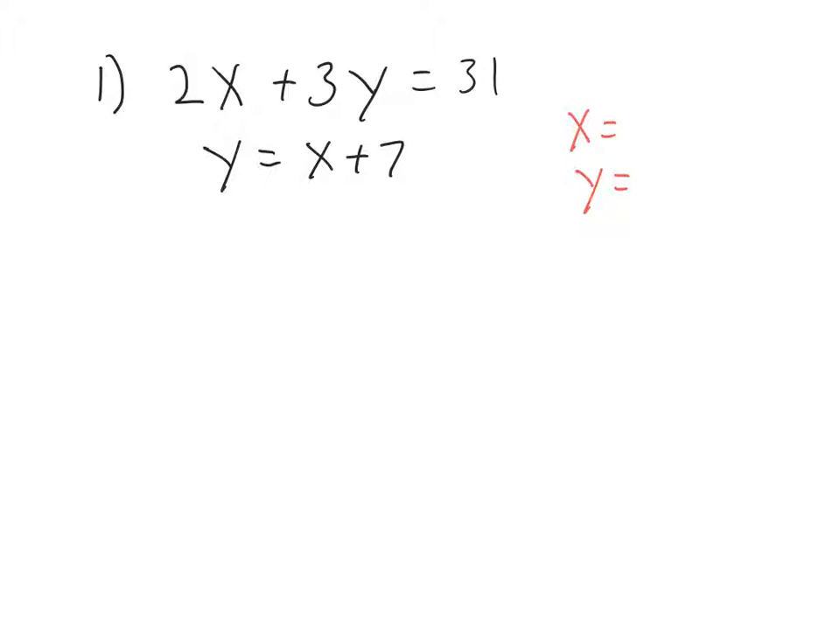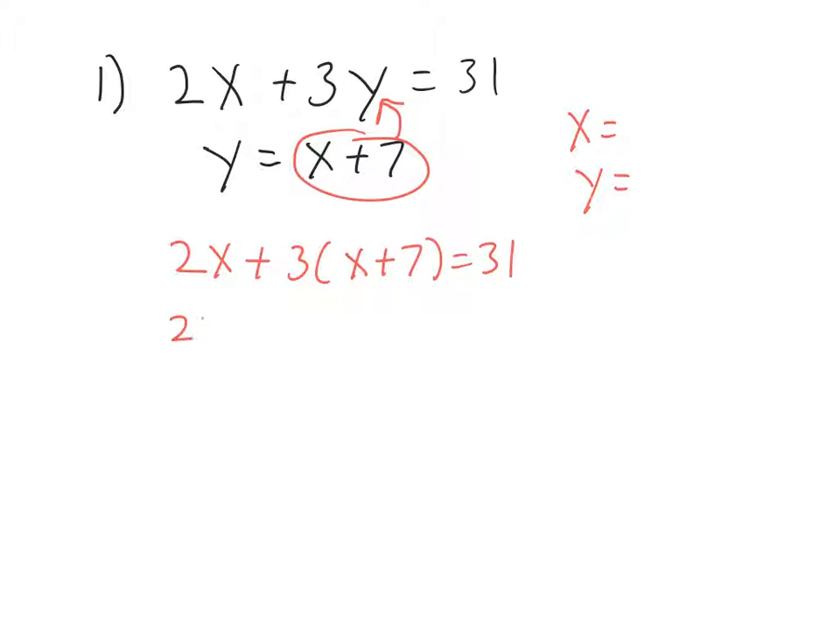So first thing I want to do is substitute x plus 7 for y in this first equation. So I'm going to end up with 2x plus 3 times y, and y is going to equal x plus 7, so it's 3 times (x plus 7) equals 31. Then I have to do the distributive property for the 3, and I will get 3x plus 21 equals 31. Then combine like terms, 2x plus 3x is 5x.